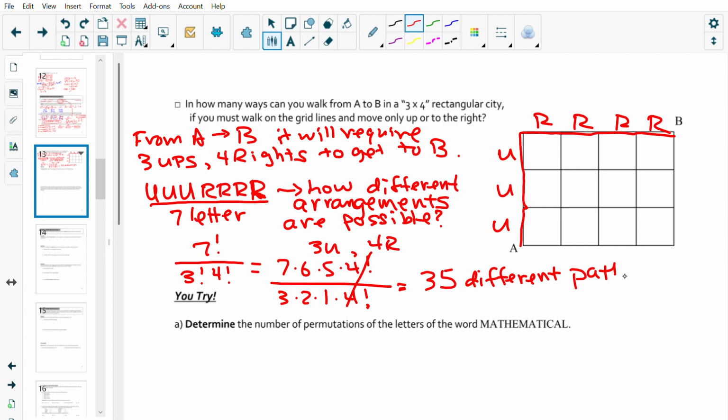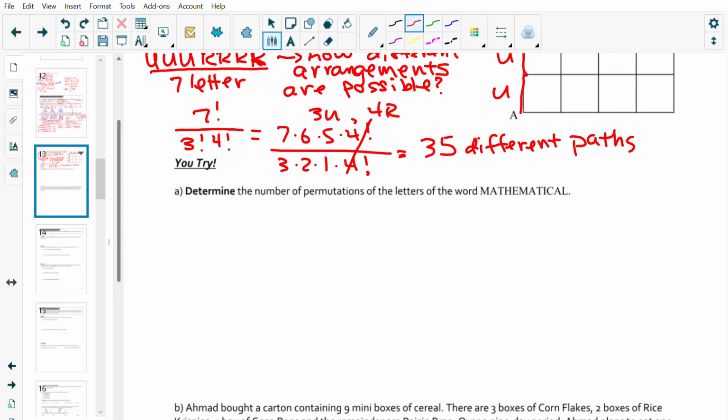paths. Okay, and if you want to sit there and try to figure out brute force, count them all out, see if you can get 35. Okay. Right. I'll give you a moment for this you try.